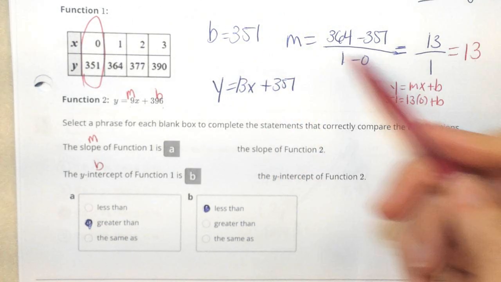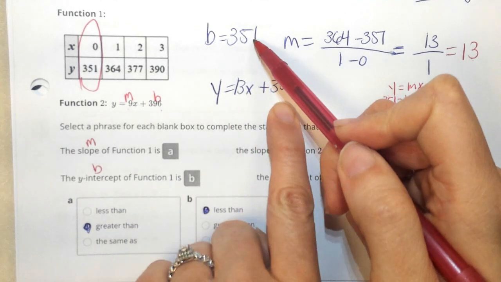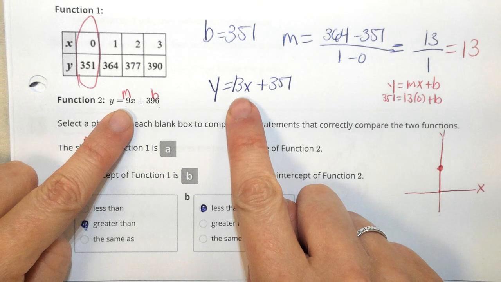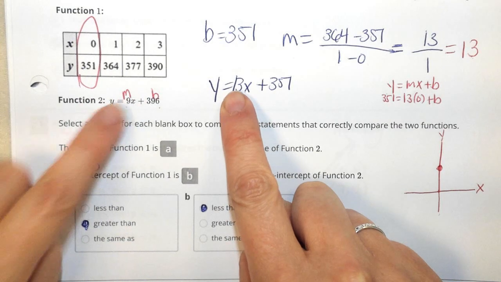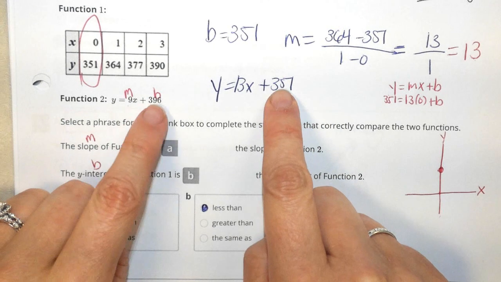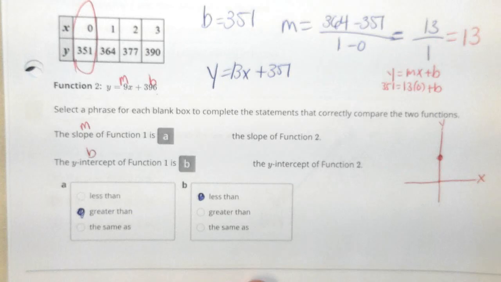If you wanted to write this as an equation, 13 was my m, my b value was 351, so you could have easily gone through and said, okay, 13 is bigger than 9, that's greater than, and 351 is less than 396, so that's less than. Okay.